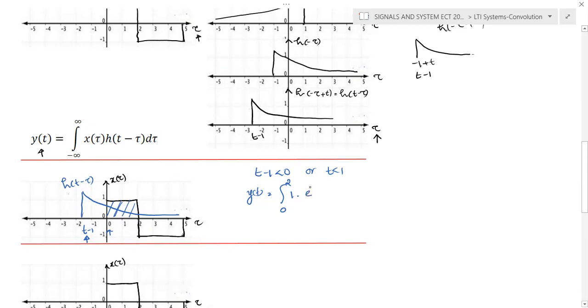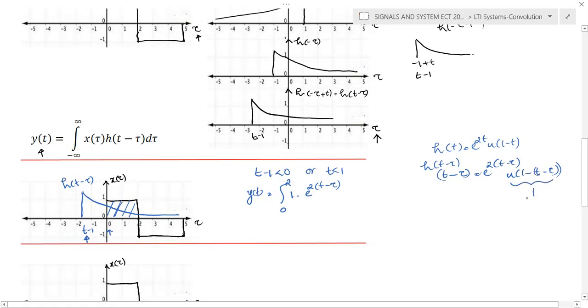If you observe these two signals, the h of t minus tau amplitude is simply e raised to 2 into t minus tau, because we already studied that h of t is e raised to 2t into u of 1 minus t, and for this particular duration from t minus 1 to infinity, u of 1 minus t is 1. So if you simply substitute t with t minus tau, because we require h of t minus tau, it is e raised to 2 into t minus tau, and the step signal u of 1 minus t minus tau has amplitude 1 in this duration, so we only consider the amplitude e raised to 2 into t minus tau.